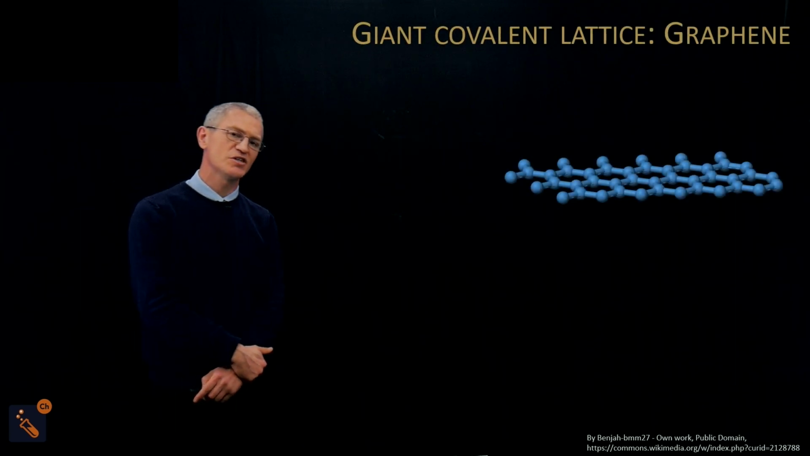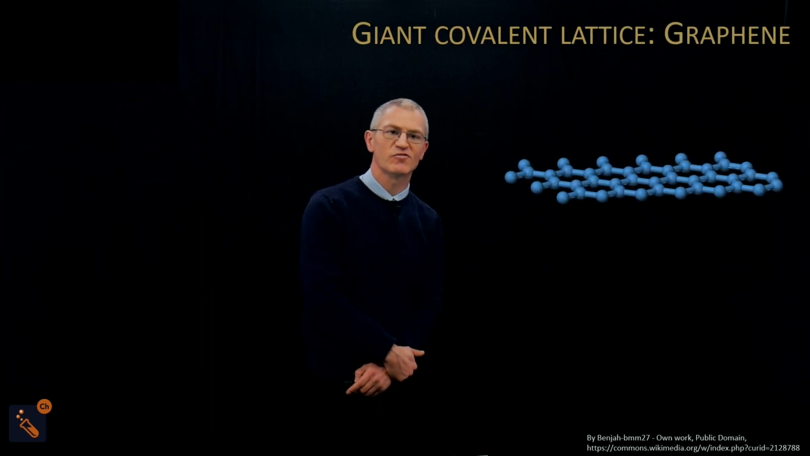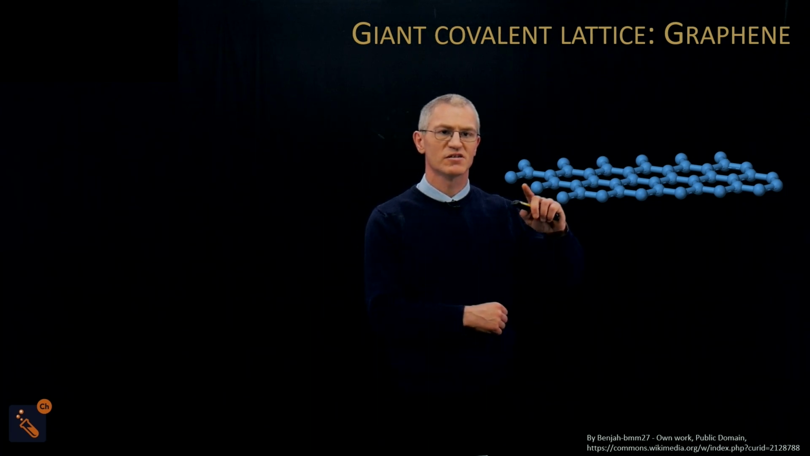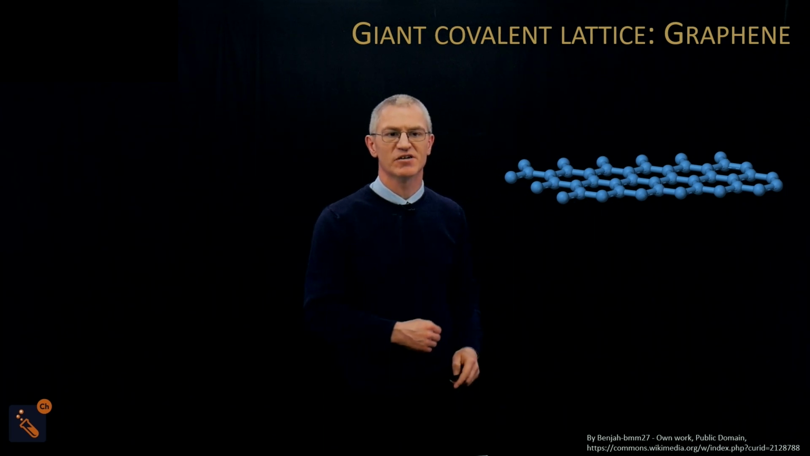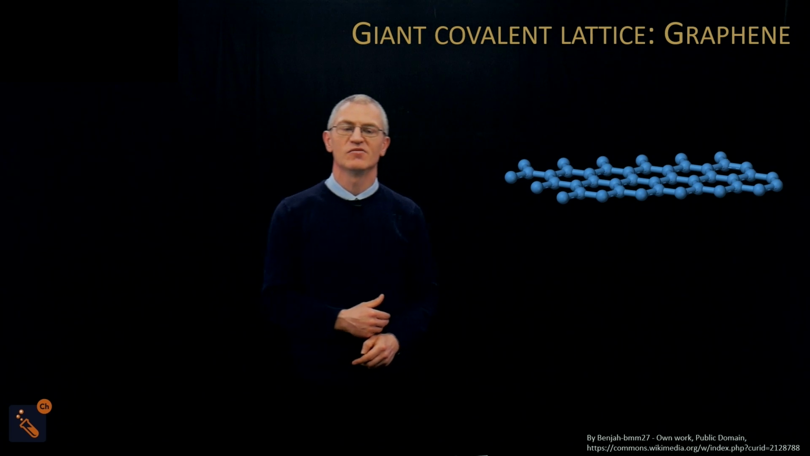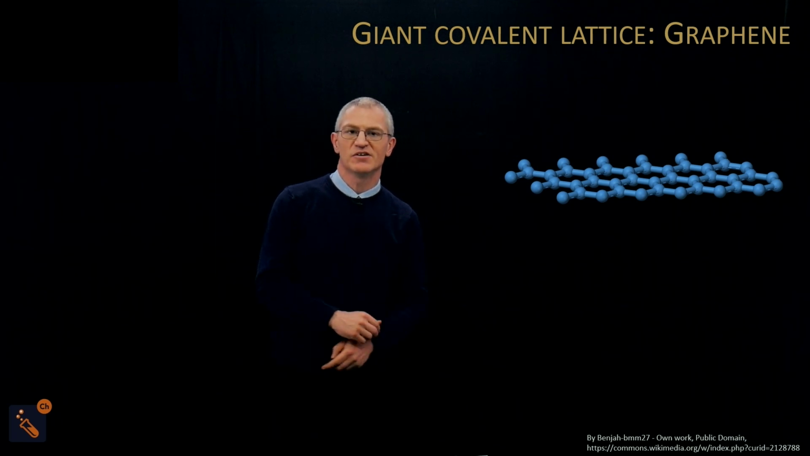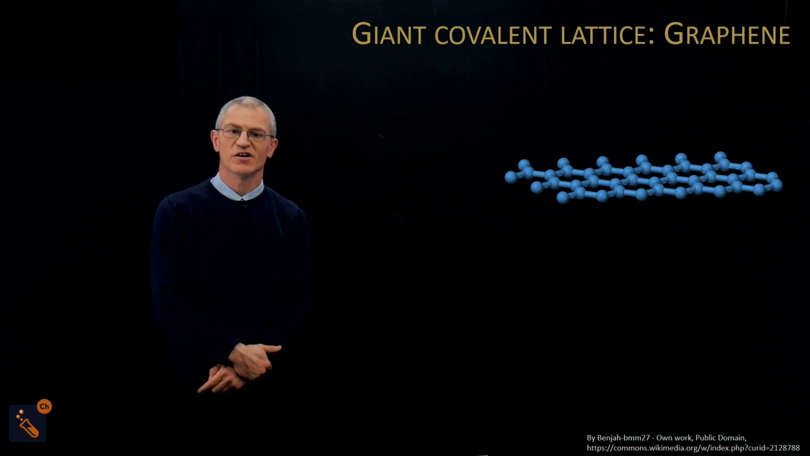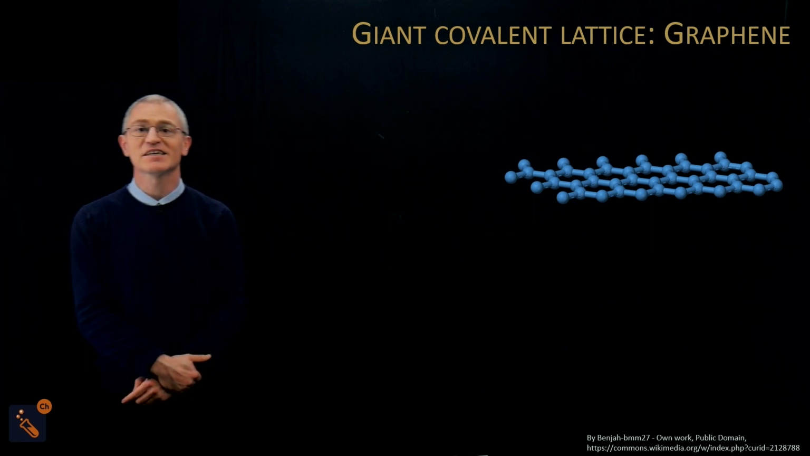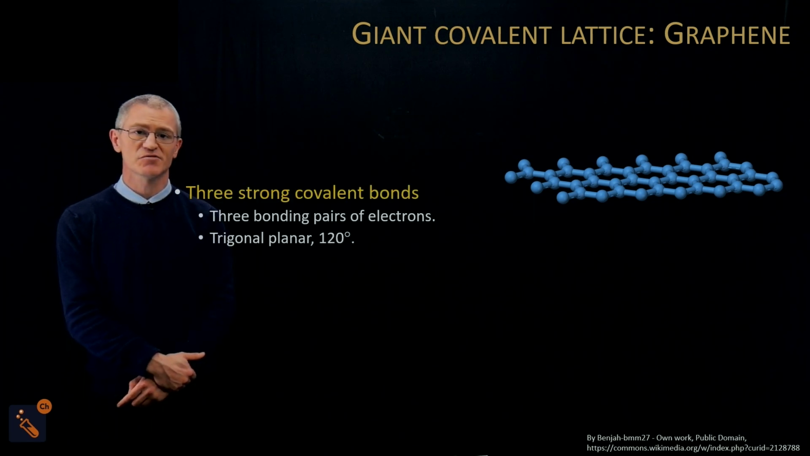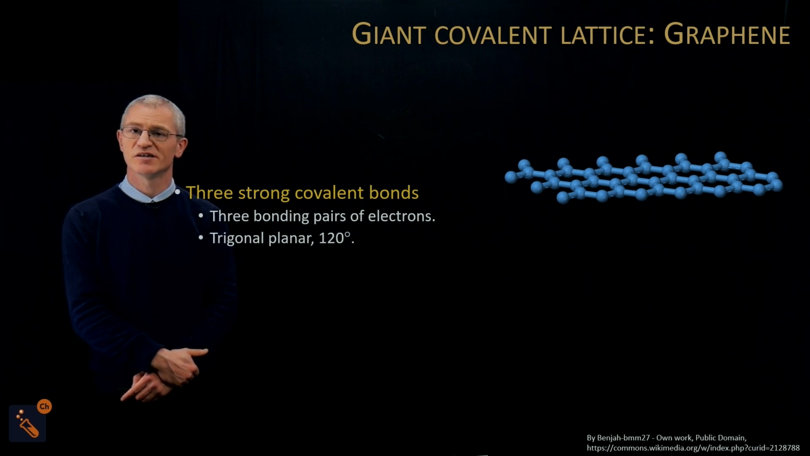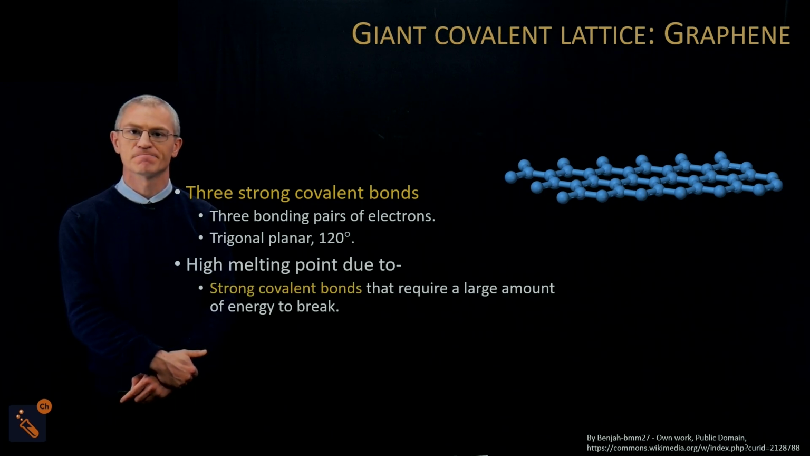Now we talked briefly in the last slide about graphene. So 1 layer of graphite is referred to as graphene, and we can now, with the wonder of science, separate out those layers and just get 1 layer of graphene. Now it has the same properties as graphite. So 3 strong covalent bonds, because of 3 bonding pairs of electrons, trigonal planar, 120 degrees again.